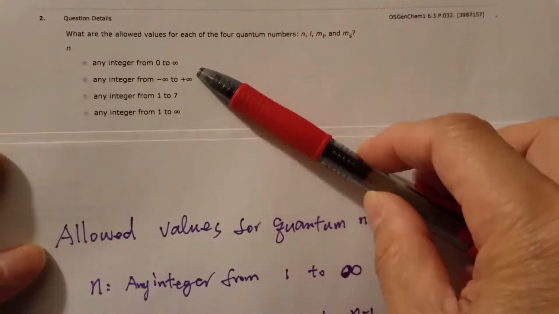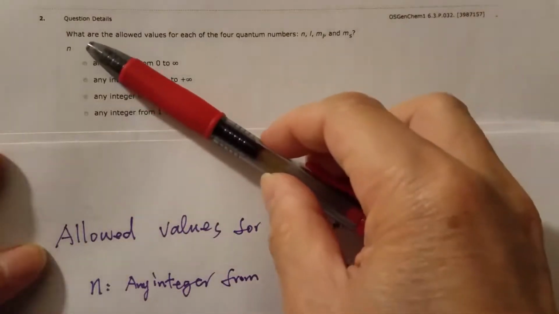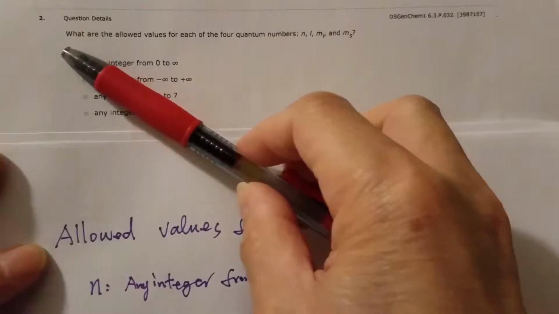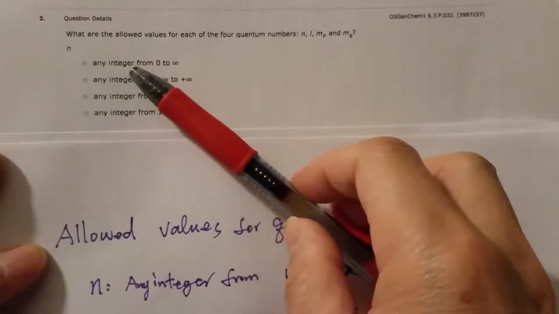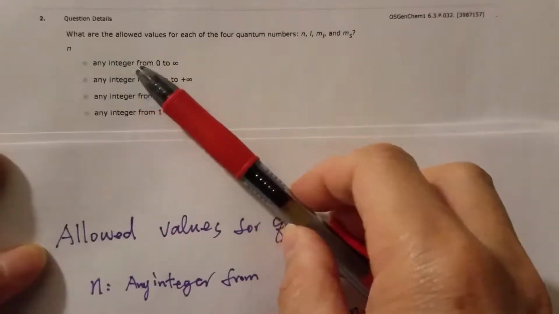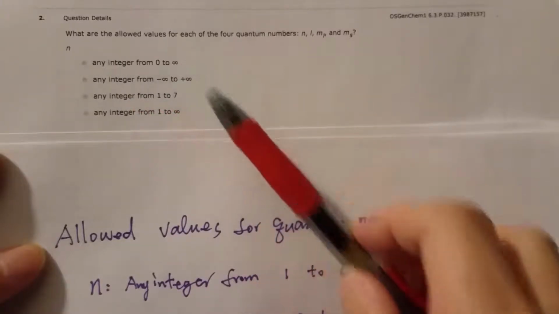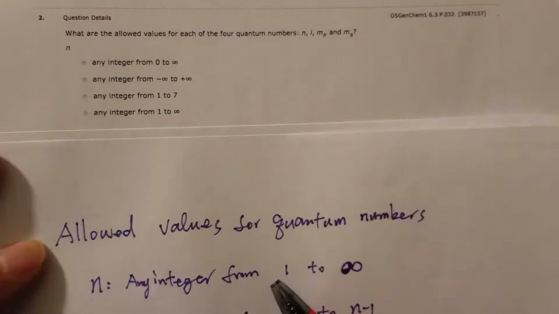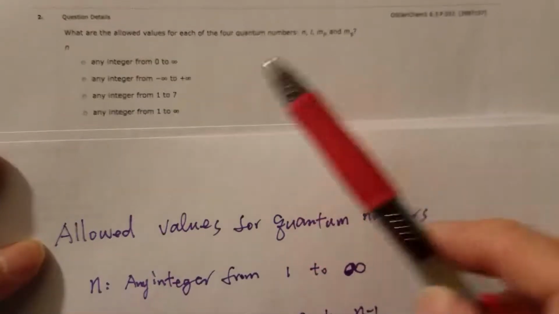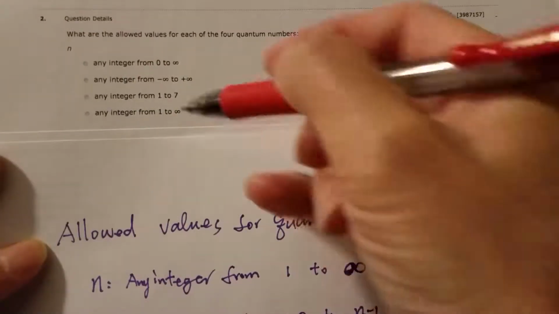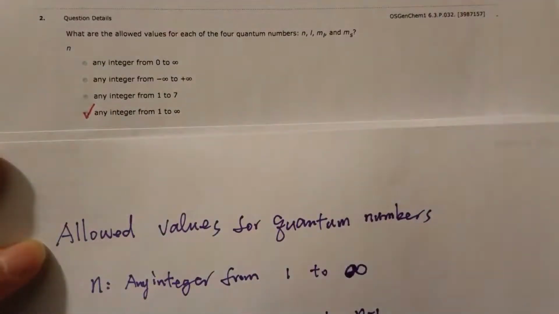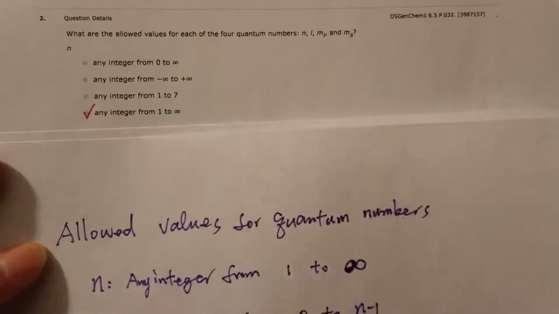Okay, so for this one, for n, which one should that be? Any integer from 0 to infinity? No, it should be any integer from 1 to infinity. So therefore, it's this answer. Any integer from 1 to infinity.